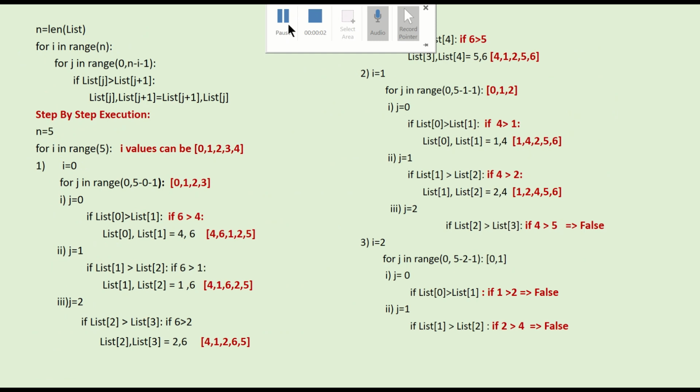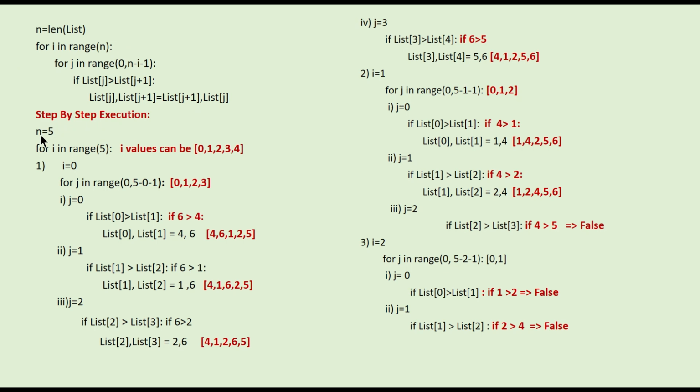Now let us understand the bubble sort program by executing the set of statements step by step. The statements are: n is equal to length of list, for I in range of n, for j in range of 0 comma n minus I minus 1, if list of j is greater than list of j plus 1, then swap the values. So we are going to execute these statements step by step.